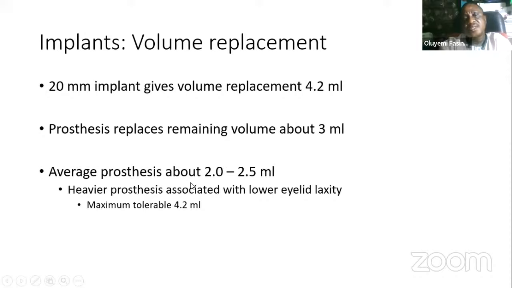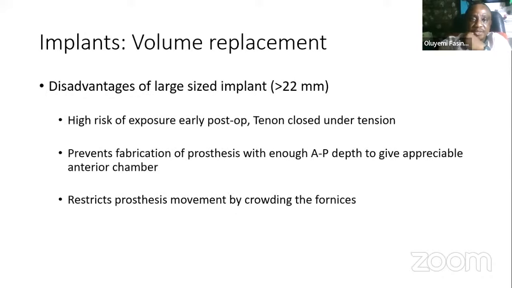Since we know that, give or take, many of the prostheses come with a volume of 2 to 2.5 mil, because the heavier the prosthesis is, as we have mentioned before, the more weight it forms that can cause lower lid laxity, the maximum tolerable volume that most orbits can cope with is about 4.2 mil. So we want to avoid having to use a thicker prosthesis because of the other complications that may ensue. So the greater part of this volume is going to be taken care of by the orbital implants intraoperatively.